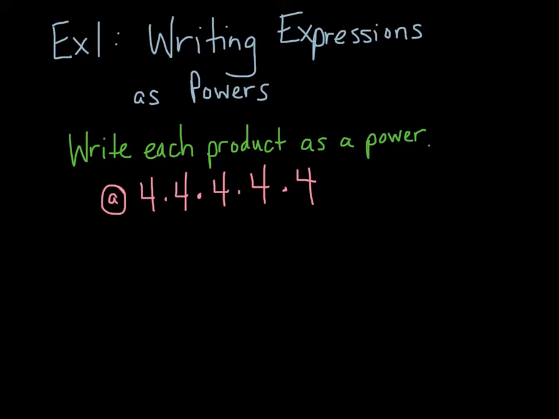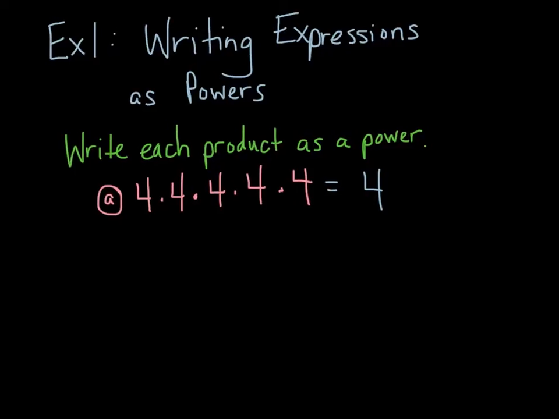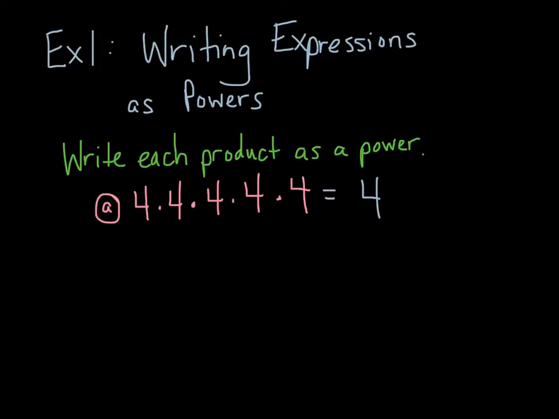Example 1 is called writing expressions as powers, and it says to write each product as a power, and you can see we have 4 times 4 times 4 times 4 times 4. So what we would do here would be to just write the base, which is what factor is being repeated by itself, and that's a 4. And then you can see that we have it 1, 2, 3, 4, 5 times that it's being multiplied by itself. And that's going to be our exponent. So we're going to write that up here, and as a power, we would say that's 4 to the 5th power.